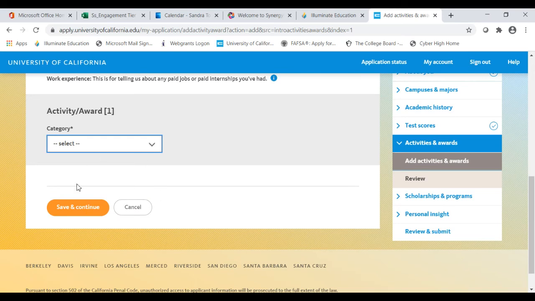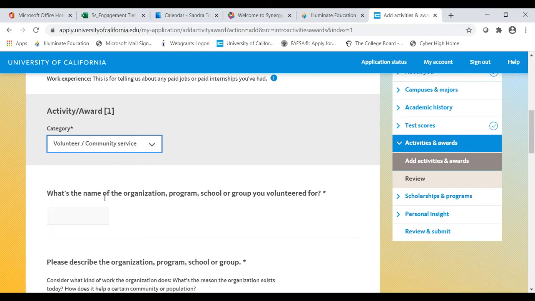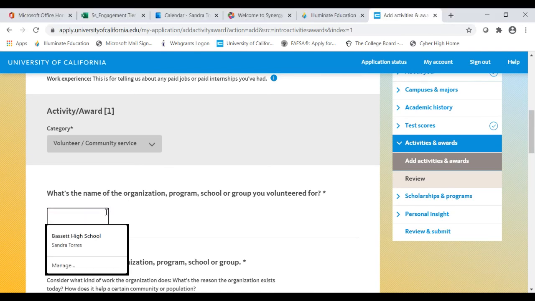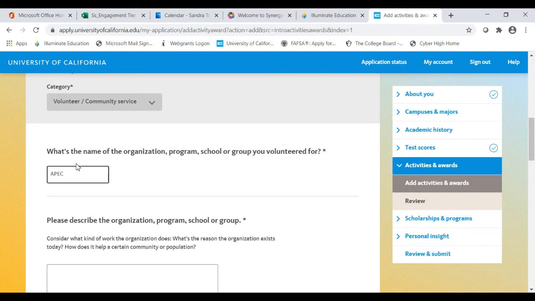And I'm not going to go through each one of these, but I'm going to go through one. I'm going to go here, community service. So what's the name of the organization? I'm going to go ahead and choose APEC. This is the Parks and Recreation community program. So let's just say that I was part of APEC and I volunteered.